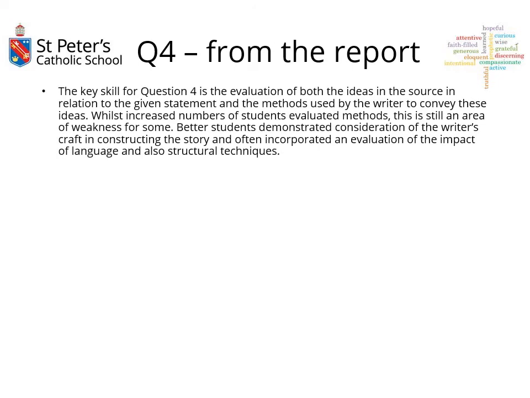So from the report, quite a lot here, so bear with me. So the key skill for question 4 is the evaluation of both the ideas in the source in relation to the given statement and the methods used. Now, this question is a trick question because methods isn't normally explicitly identified in the question, but you have to write about methods to be able to get the good marks. So you need to write down on the top of your question 4, as soon as you get in there, methods in big letters to remind yourself.